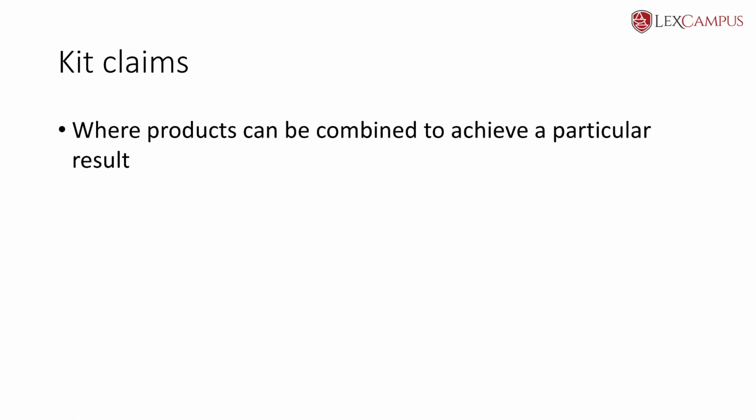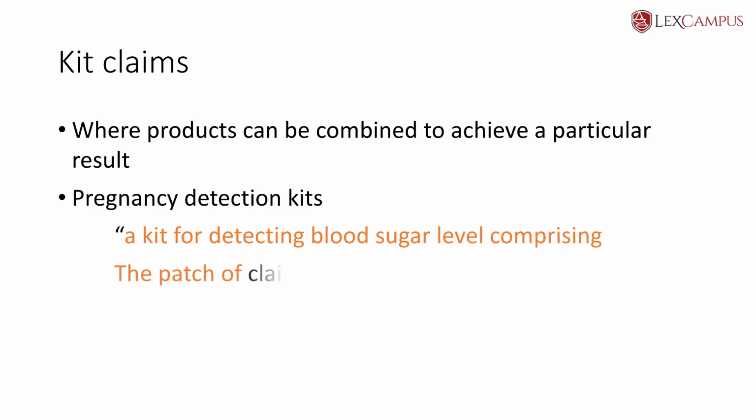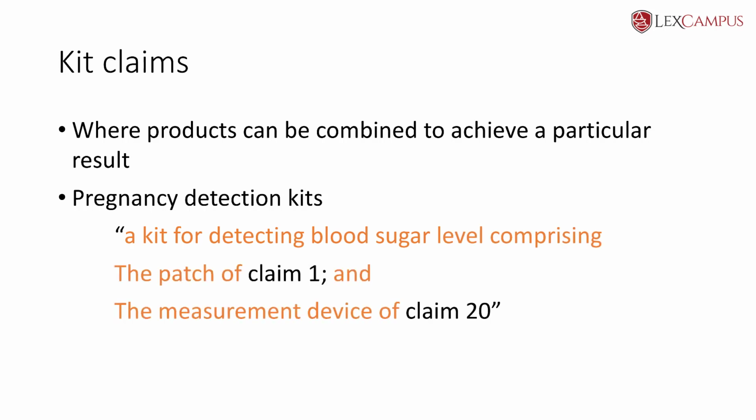You could also have kit claims apart from apparatus claims and method claims, and the kit claims are used where products can be combined to achieve a particular result. An oft-cited example is pregnancy detection kits because they have multiple things which have to work together to get the desired result. Now, kit claims, for instance, a kit for detecting blood sugar level comprising the patch of claim 1 and the measurement device of claim 20.